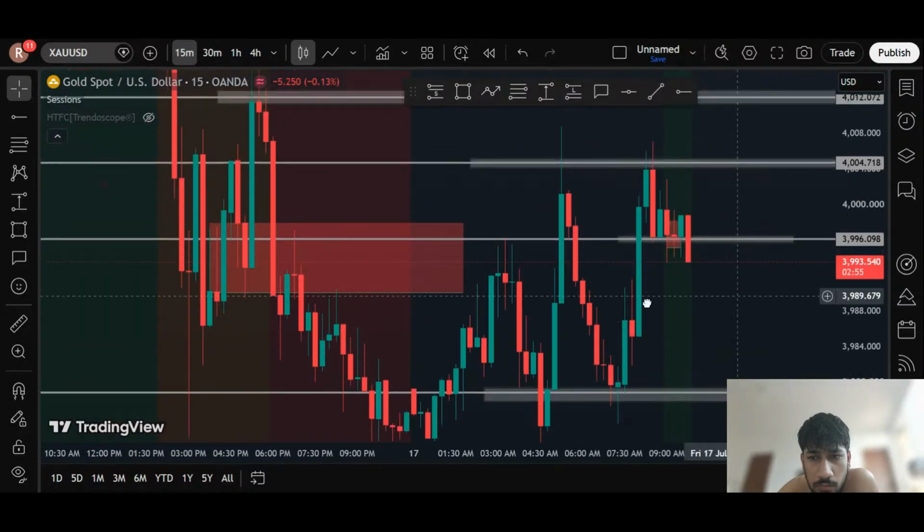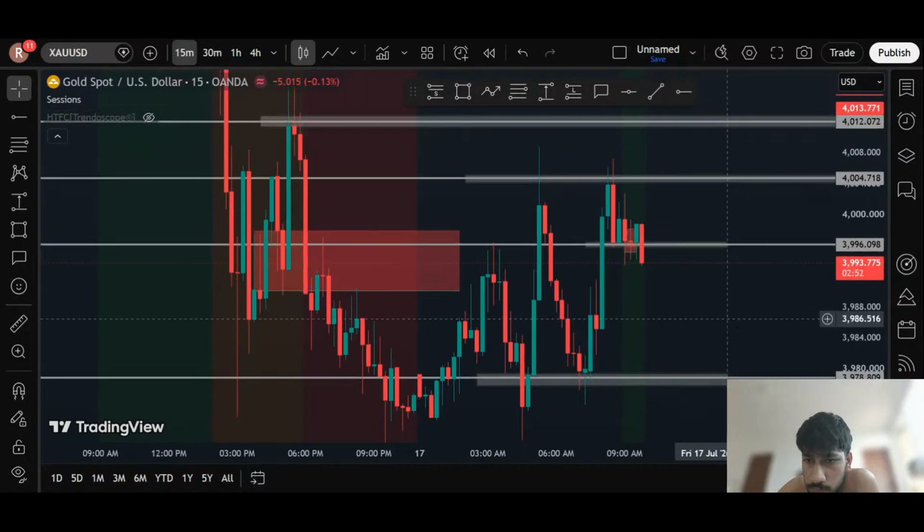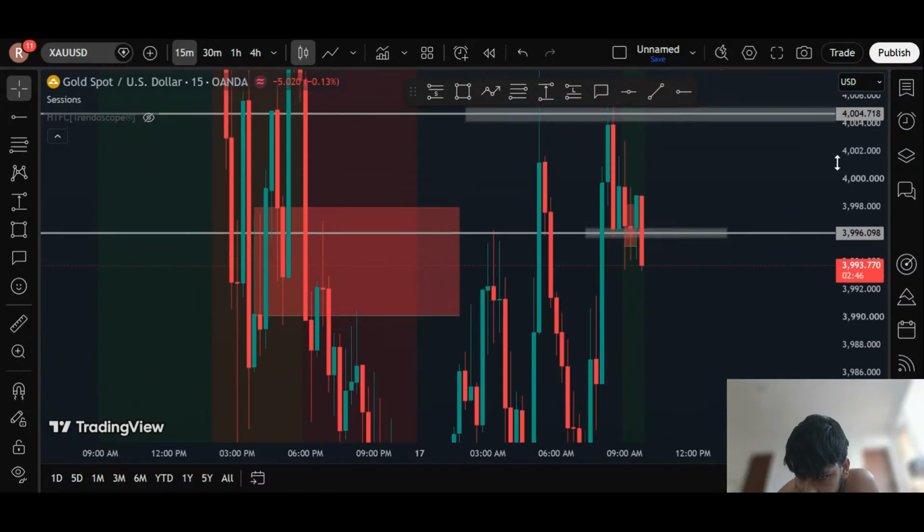Sometimes if you've been in the market for a long time, look at this. Now look, it's breaking below this low. It has to break below this low here because we don't know whether it's going to take it.